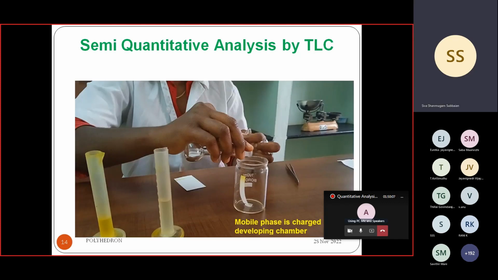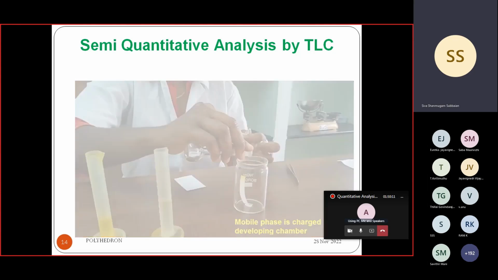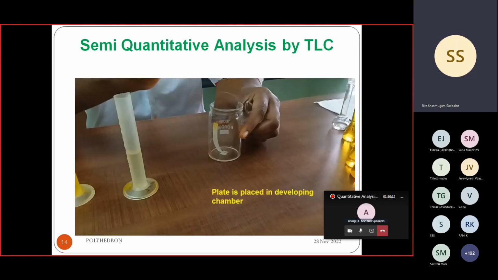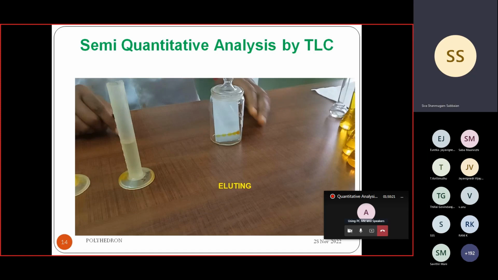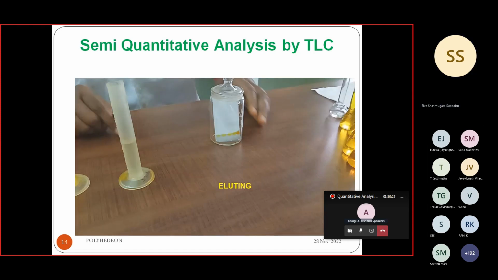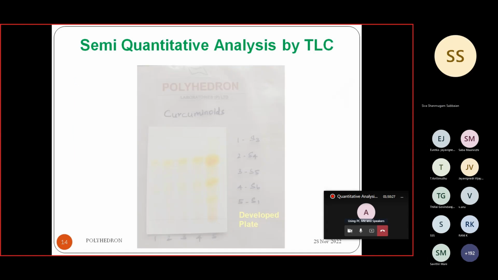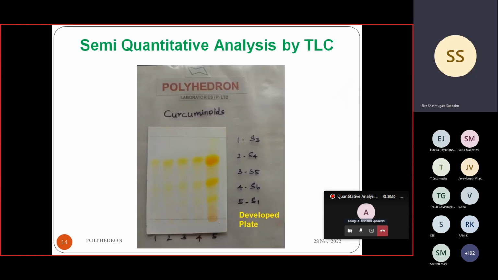She is pouring the mobile phase into the developing chamber. The one which you see is the developing chamber. And she is placing the plate which has been applied with these samples, and she permits it to get eluted. After elution, the developed plate is seen now. The plate is looking like this.